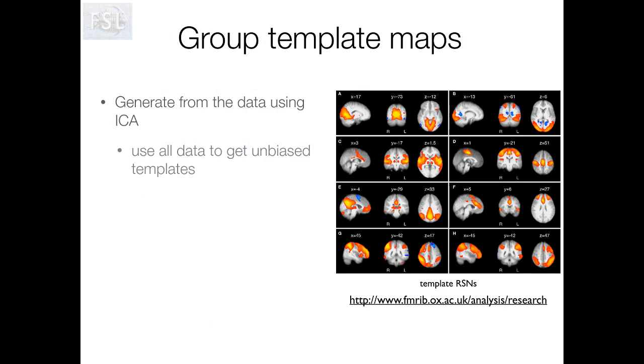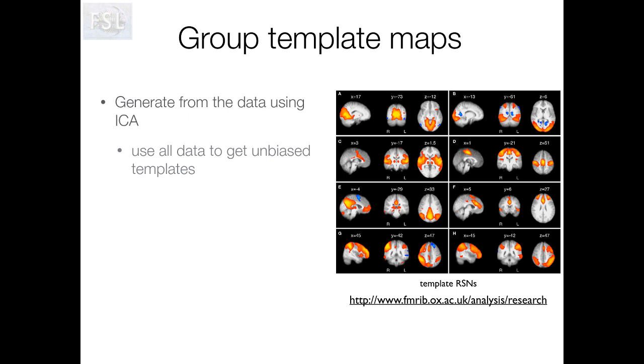So there's one last topic to cover in this talk. One of the most important inputs to dual regression is these group ICA components or resting state networks. These are effectively used as templates in this statistical analysis, very similar to how in a VBM analysis you use an average gray matter template which forms the basis for your analysis.